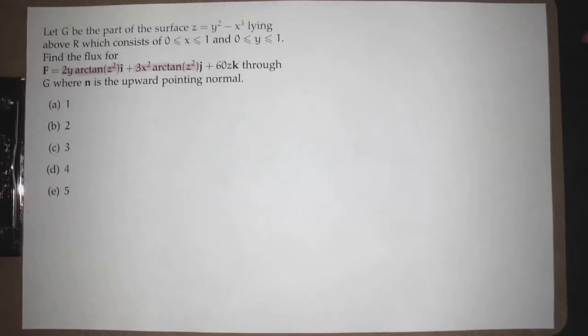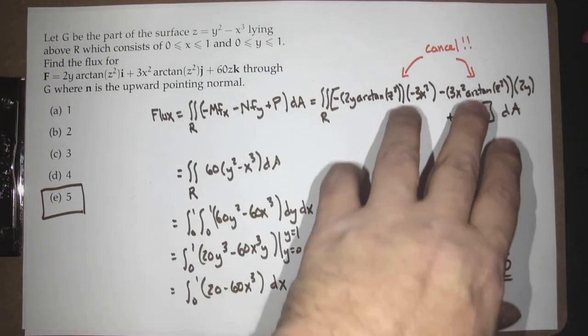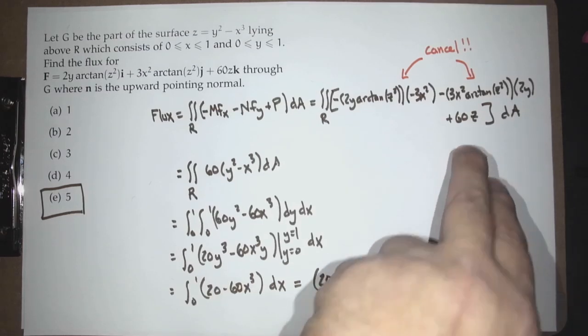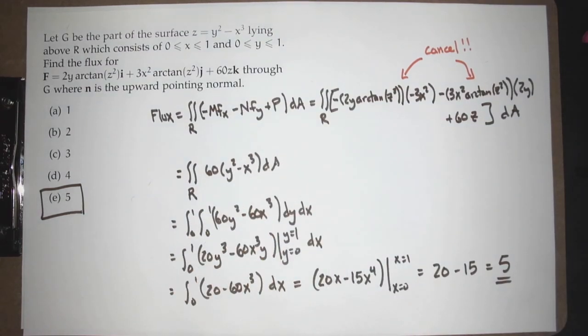Oh, whoops. What do you think the answer is? 5. Oh, you guys are amazing. Yeah, so they do cancel. So it's really the integral of 60z. But z is y squared minus x cubed. So you're integrating y squared minus x cubed over the square. And life is not so bad. That's something that's reasonable. So flux problems aren't as bad as they look.